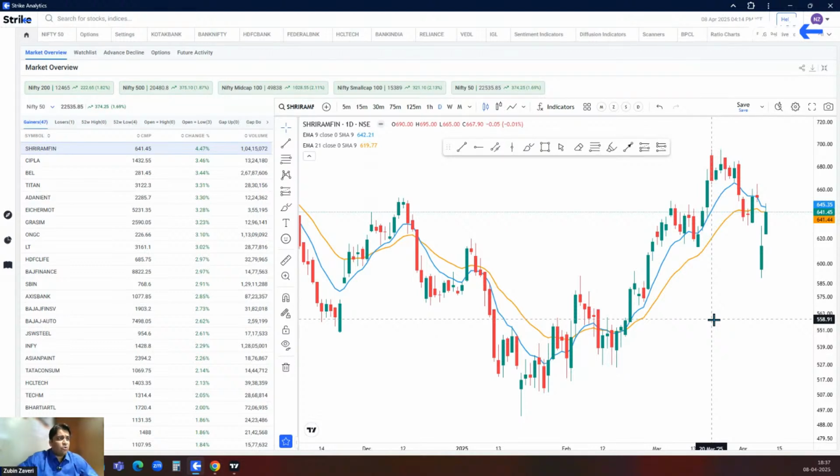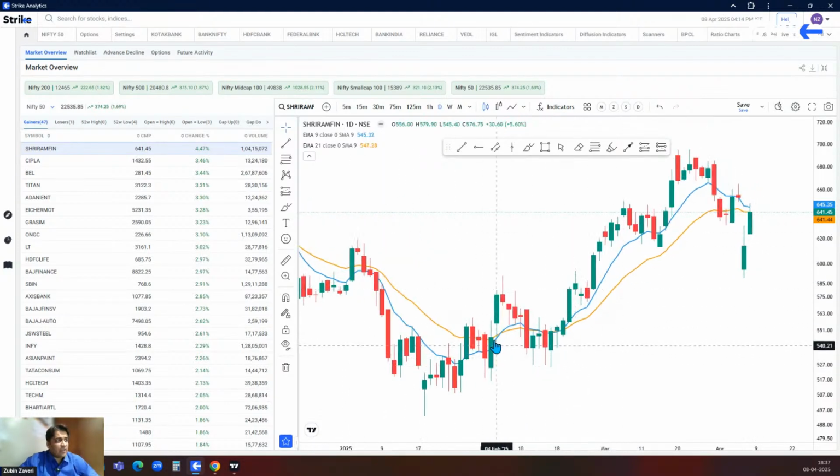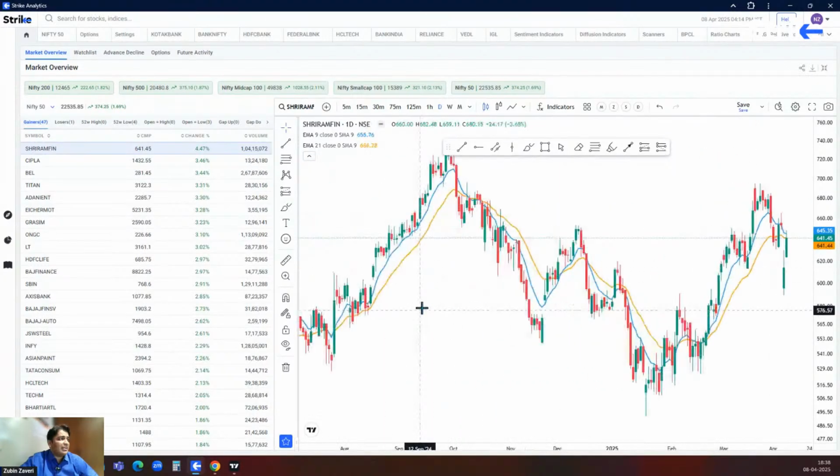So there are many people who use this two moving average crossover system. If the blue line crosses above the yellow line, then it's a buy signal. And if the blue line crosses below the yellow line, something like this over here, then it becomes a sell signal. All right. So this is how most people use the two different moving average crossover system in trading.